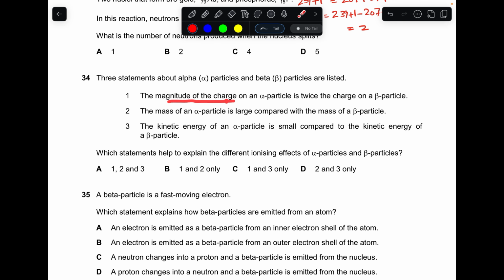The magnitude of the charge on alpha particle is twice the magnitude of the charge on the beta. Yes, it is true. Charge on alpha is plus 2, charge on beta is minus 1. Okay, so in magnitude it is twice. The mass of alpha particle is large compared with the mass of beta. Yes, it is large. Yes, it is true. The kinetic energy of alpha particle is small. No, the kinetic energy is more because it is more ionizing. So it's option B, that is correct.